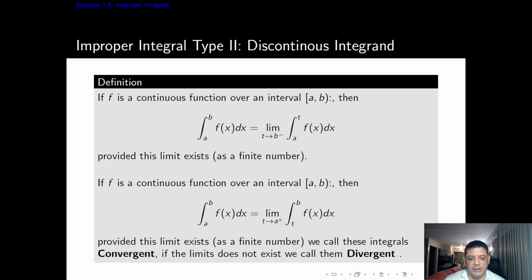Here in this interval a b, I have a typo. It again is open in a and closed in b. And so the problem here now is going to be in a. So if the problem is in a, we're going to consider the limit when t goes to a by the right side of the integral from t to b of f of x dx. And then again, provided that this limit exists and is a finite number, then we're going to call this integral convergent, similar to the infinite case. If the limit does not exist, then we're going to call it divergent.